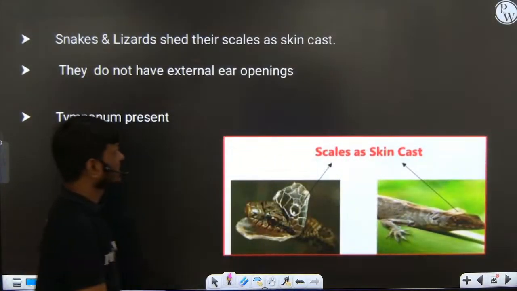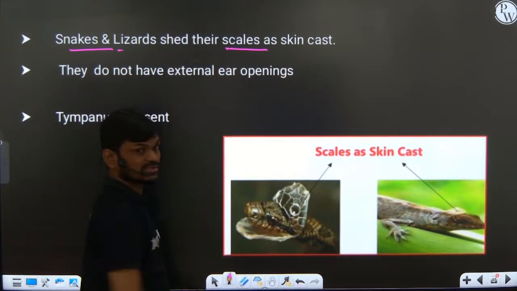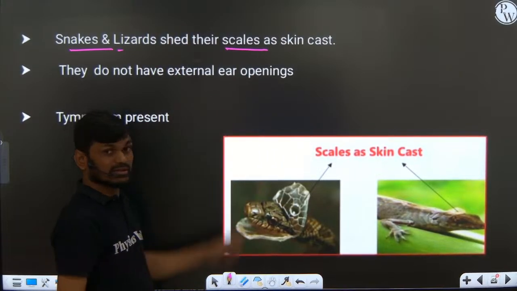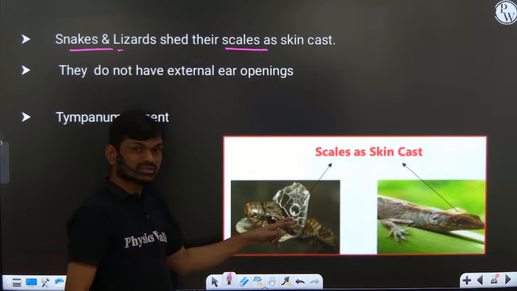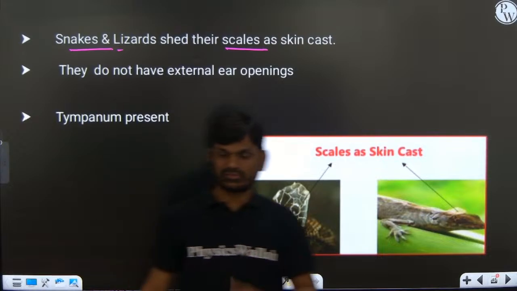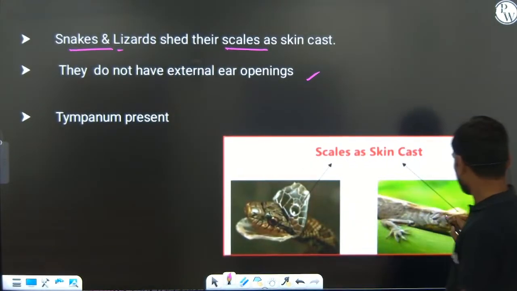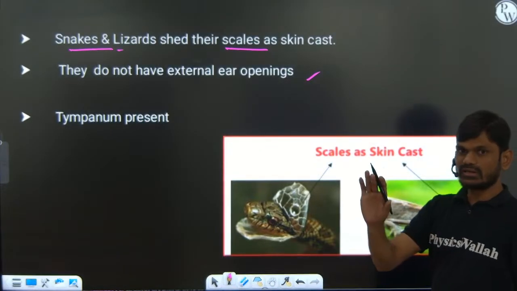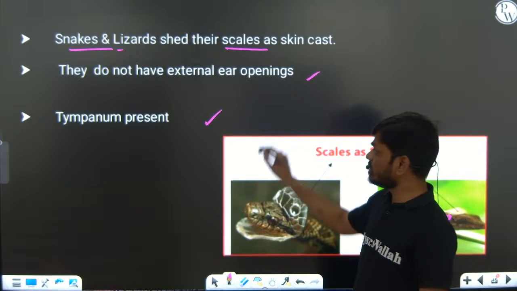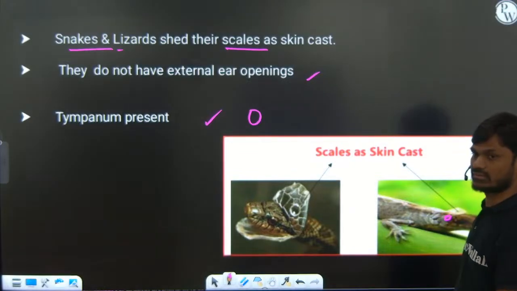Next, generally snakes and lizards shed their scales or skin, which is called skin casting. They remove their skin, which helps in the growth of the animal. They do not have external ear openings. There is no external ear opening, only the tympanum is present. The tympanum represents the ear; external ear openings and external pinna are absent.